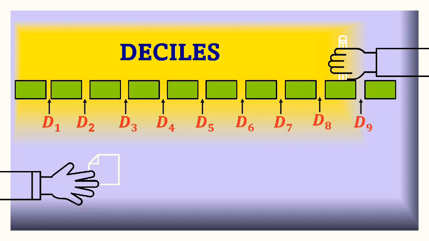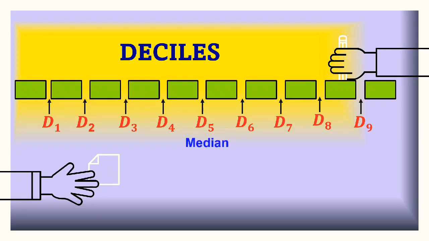This means that 10% of the data has a value less than or equal to D sub 1, 20% of the data has a value less than or equal to D sub 2, 30% of the data has a value less than or equal to D sub 3, and so on, until you reach 90% of the data has a value less than or equal to D sub 9.